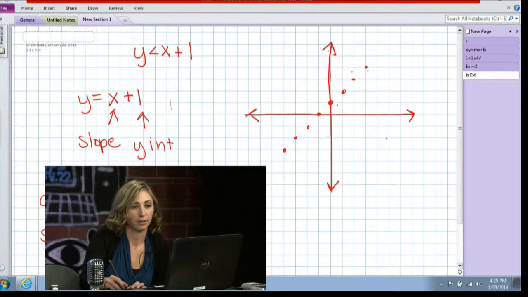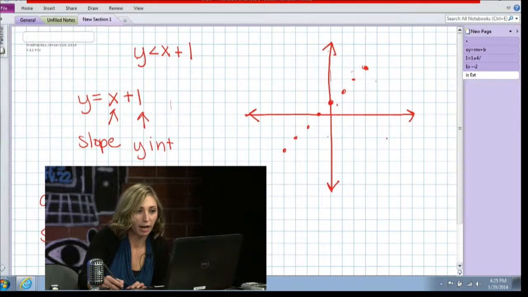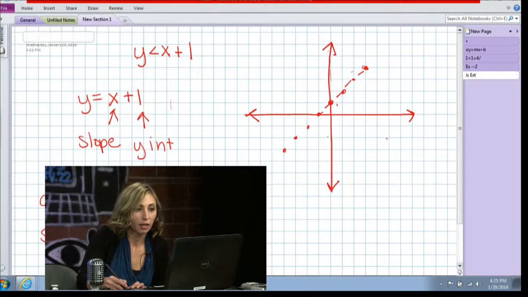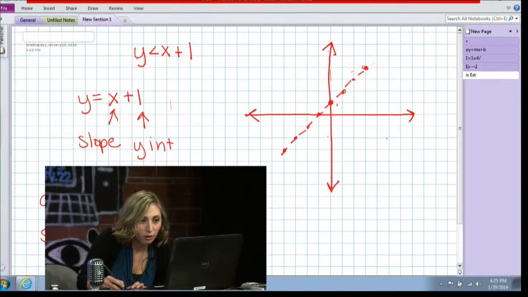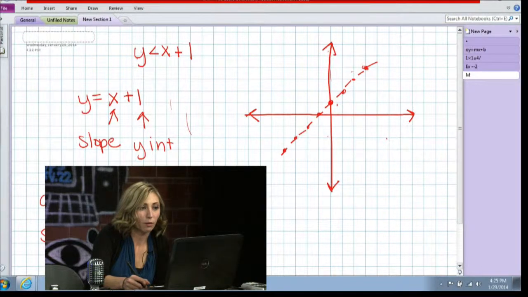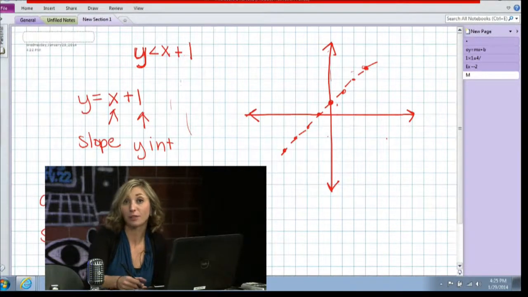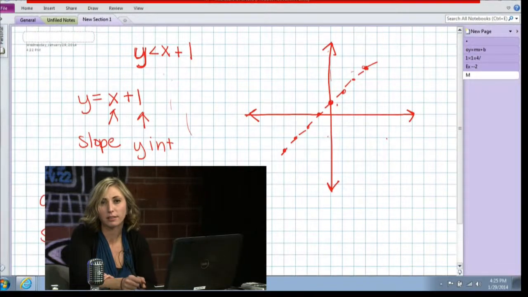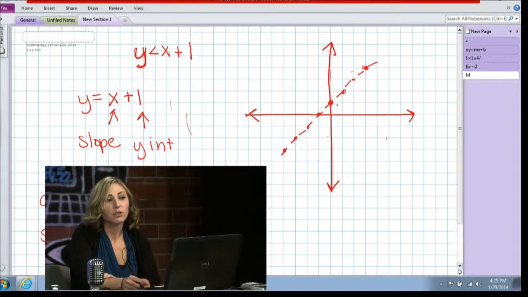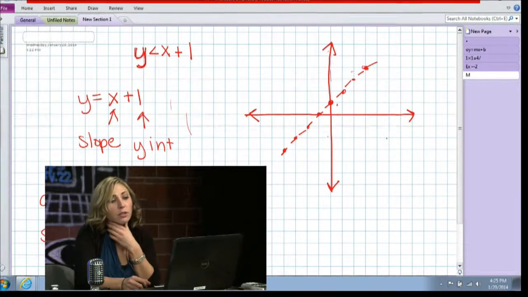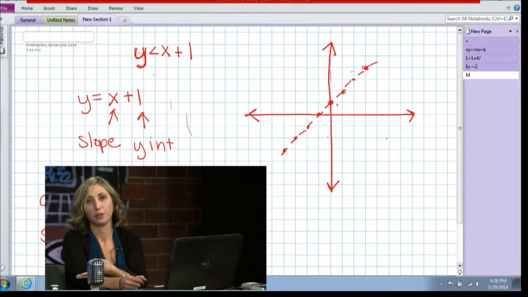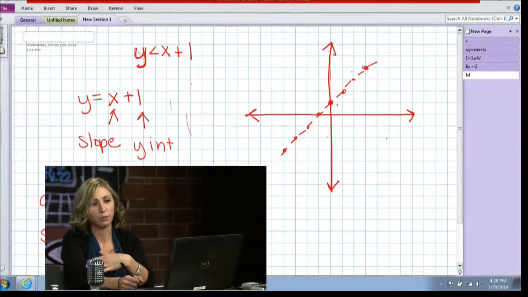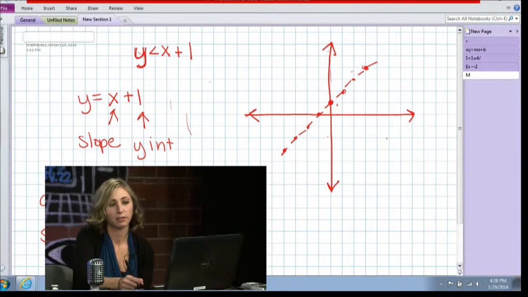This one will be dashed. Yeah, good. You got it. So because we are just a regular less than, we're going to have a dashed boundary. And then the way that you tell where to shade is by looking at how your y value relates to your boundary. So your boundary is x plus 1, and it says y is greater than or less than your x plus 1. It's less than. Okay, so if your y is going to be less than your x plus 1 boundary, do you think you would shade above or below that graph?